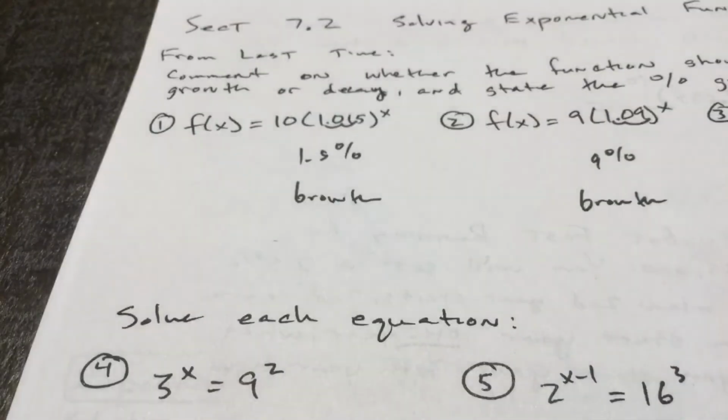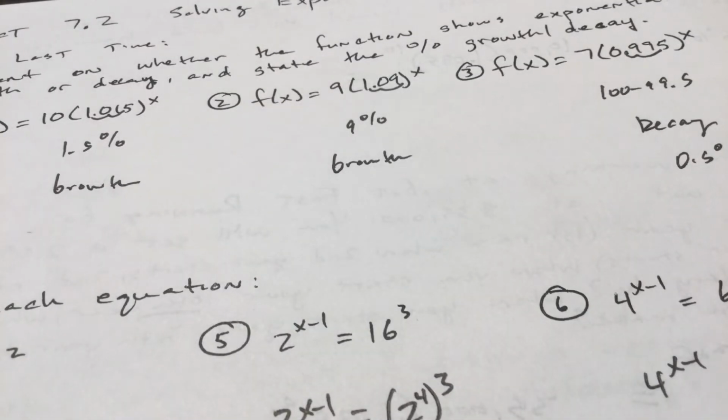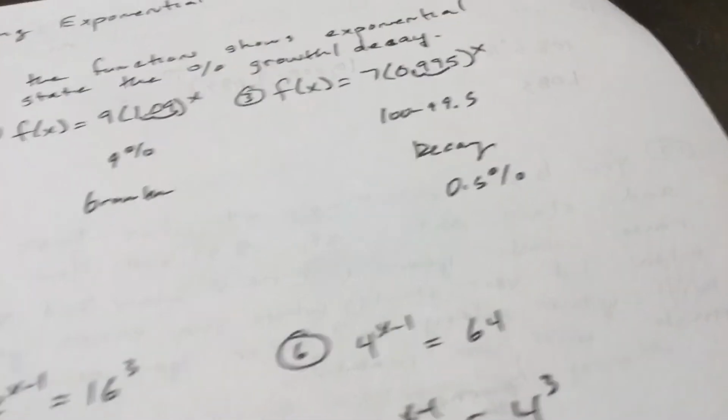So let's go to the next page here. 7.2, solving exponential functions. So here's a little review. Move that over twice. 101.5 minus 100, 1.5% growth. Move that over twice. 9% growth. Move that over twice. Subtract from 100. That is a decay of 0.5%.